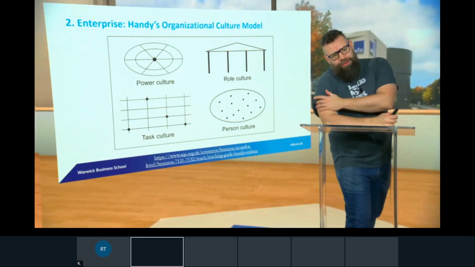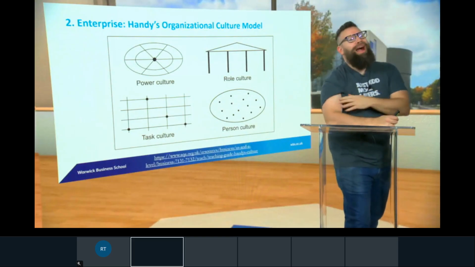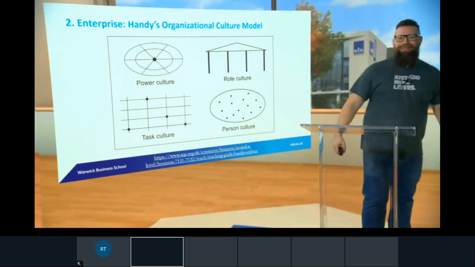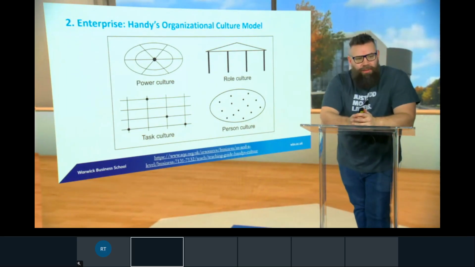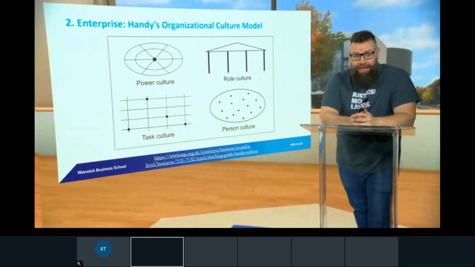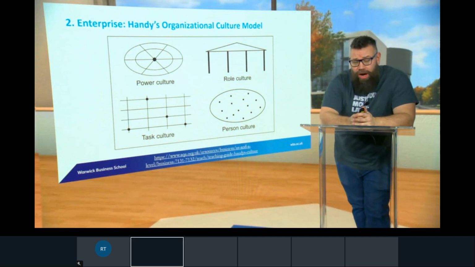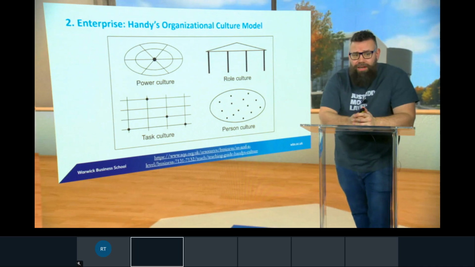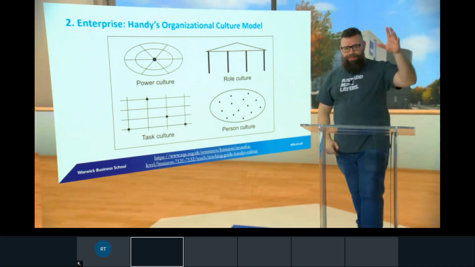So the Handy model, probably the most famous, talks about four types of culture. A power culture is one where the most important person's opinion matters the most, where power comes from the top, where ultimately we're working towards supporting senior management, essentially. A role-based culture is more about the hierarchy of the company. So the director of marketing is responsible for all marketing. If anything goes wrong in marketing, the ultimate buck stops with her.